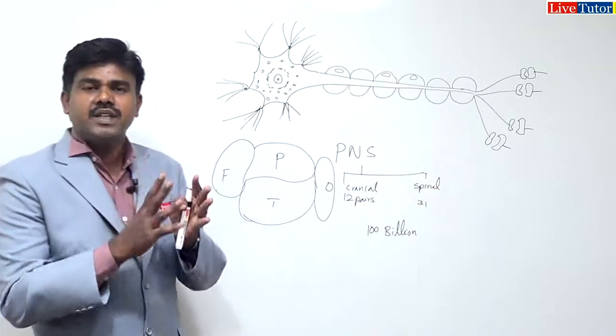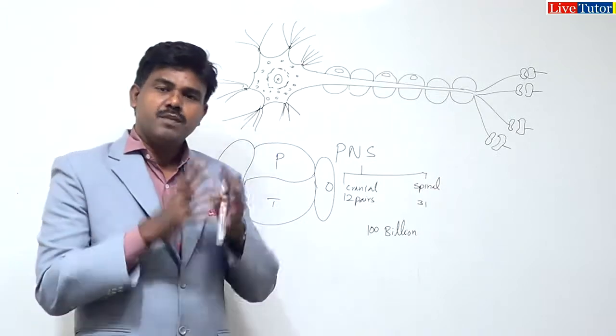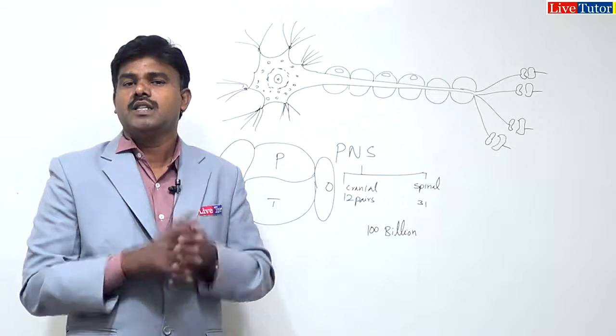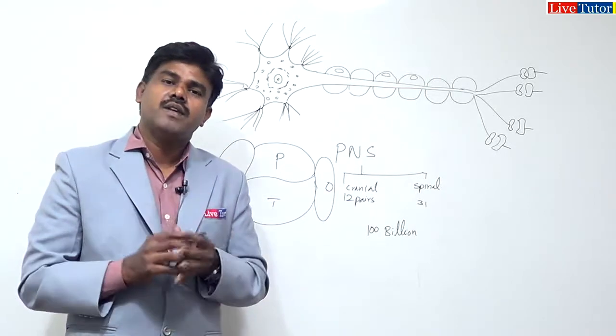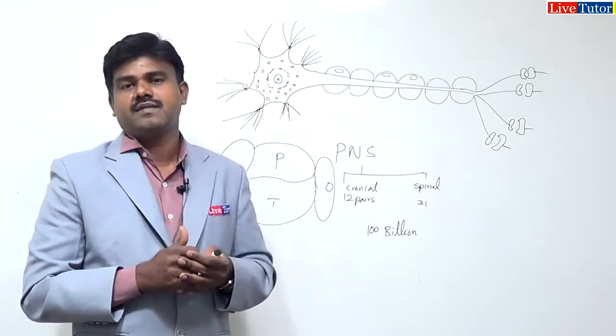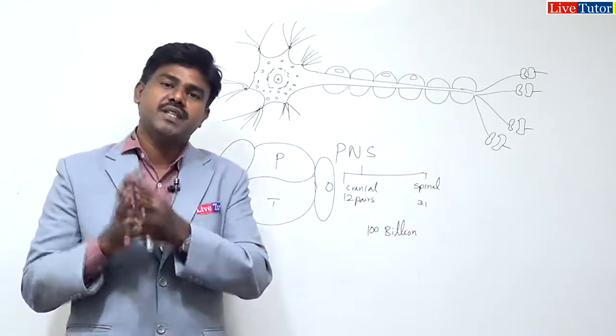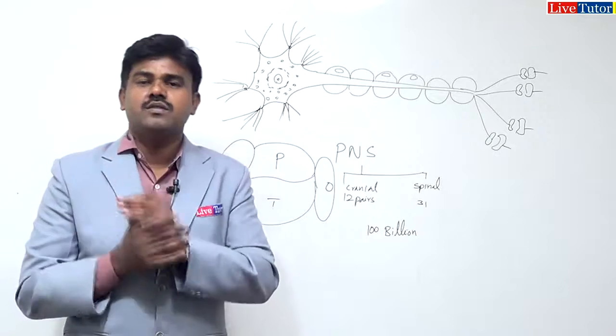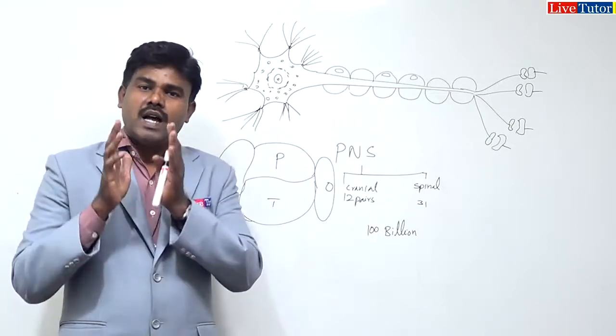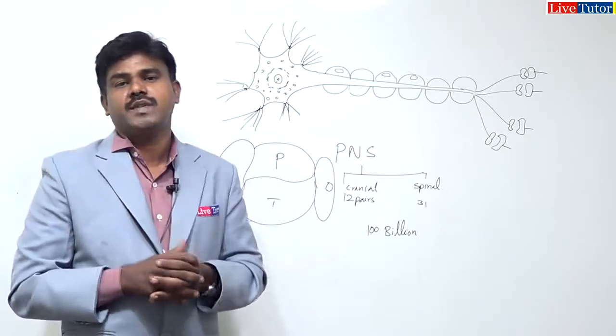So what are the sympathetic and parasympathetic systems? The sympathetic nervous system is also called adrenergic, because adrenaline is its neurotransmitter. The parasympathetic is cholinergic. What is the meaning of cholinergic? It means acetylcholine is the neurotransmitter.